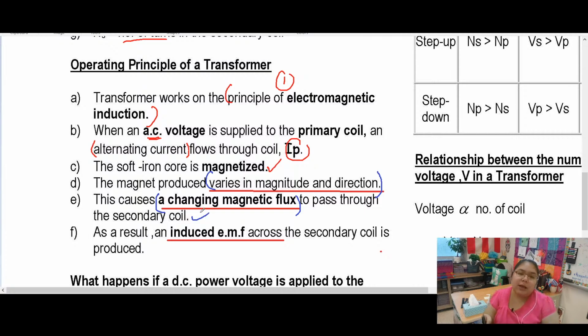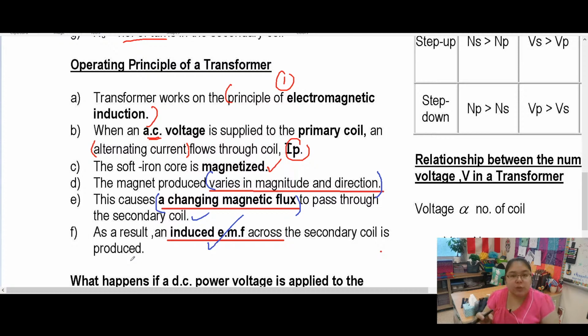Okay, there is a changing flux through the soft iron. After that, it passes straight to the secondary coil. Finally, what happens in the secondary coil? An induced EMF across the secondary coil is produced. We still have the word induced because you did not generate it by yourself. EMF means the voltage. So from here, the secondary coil can get the induced current. Okay, so this is the working of the transformer.